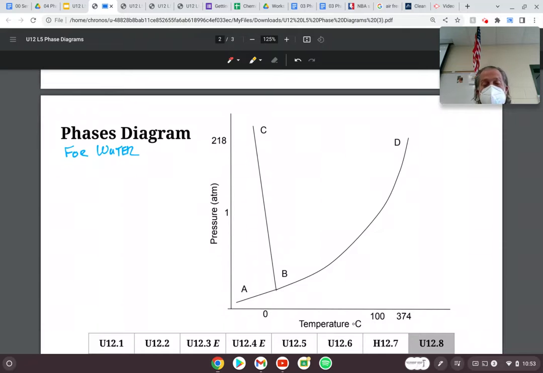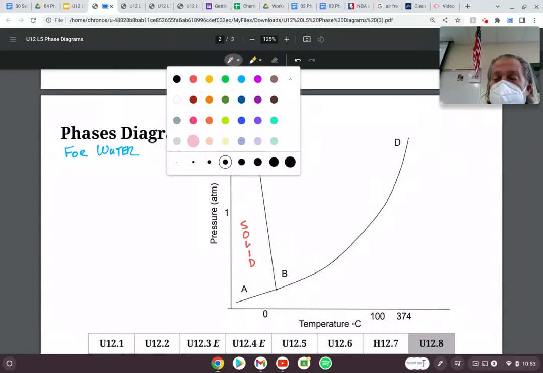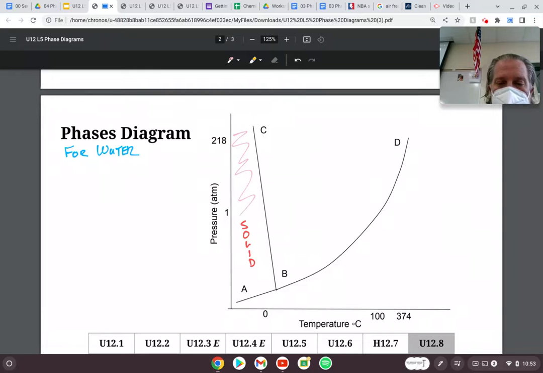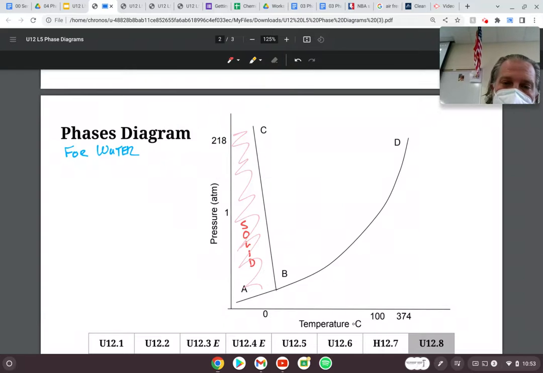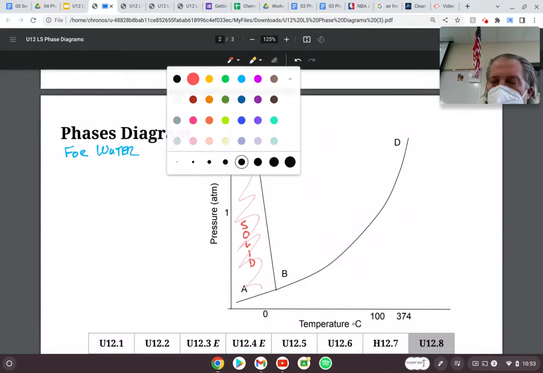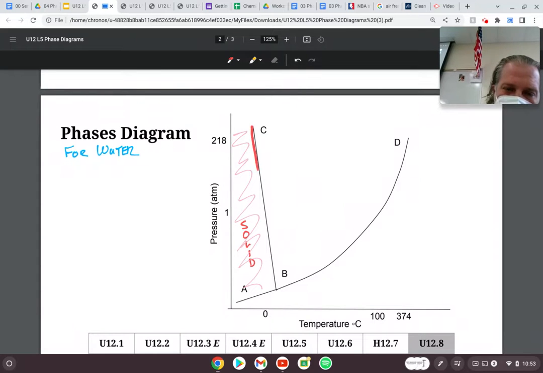One of the distinct areas is right over here, which is the solid area. So everything in this general vicinity, based on the conditions, would be considered a solid. Okay. And so basically, if I try to trace this, anything in that situation right there is going to be a solid.